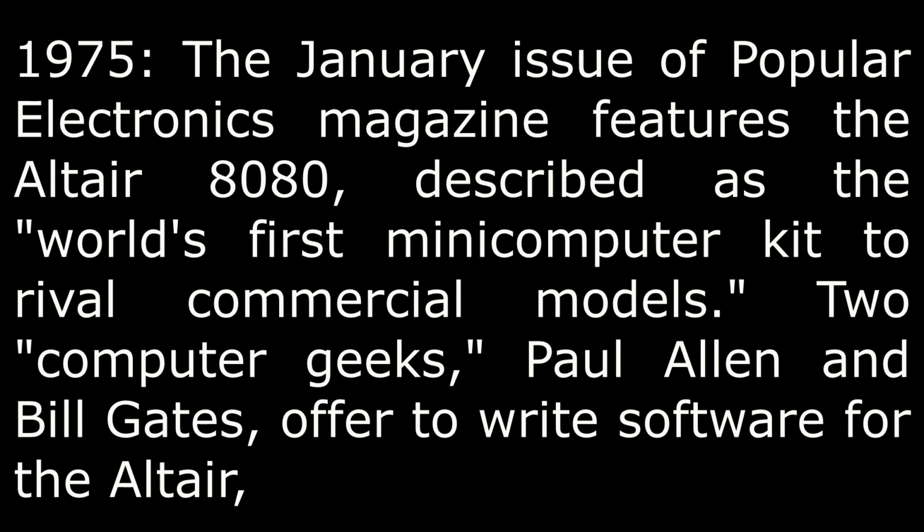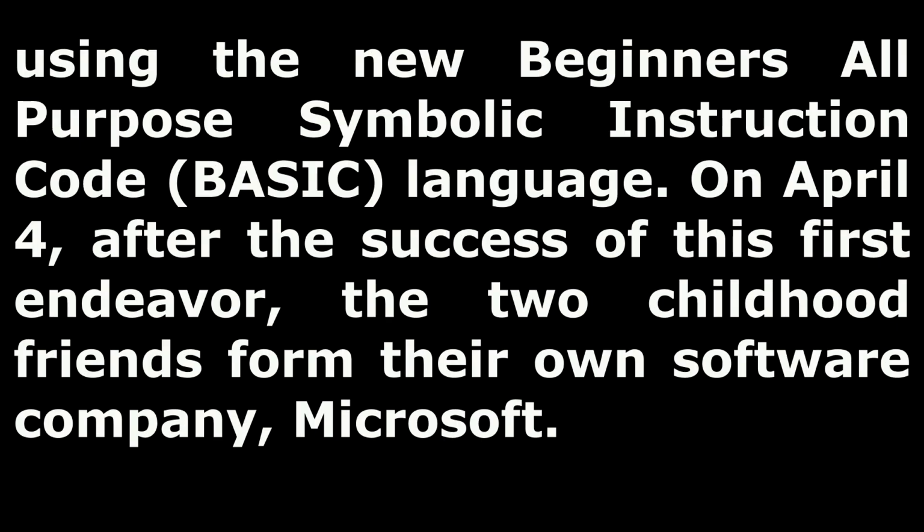1975, the January issue of Popular Electronics magazine features the Altair 8080, described as the world's first minicomputer kit to rival commercial models. Two computer geeks, Paul Allen and Bill Gates, offer to write software for the Altair, using the new Beginner's All-purpose Symbolic Instruction Code, BASIC language. On April 4, after the success of this first endeavor, the two childhood friends formed their own software company, Microsoft.